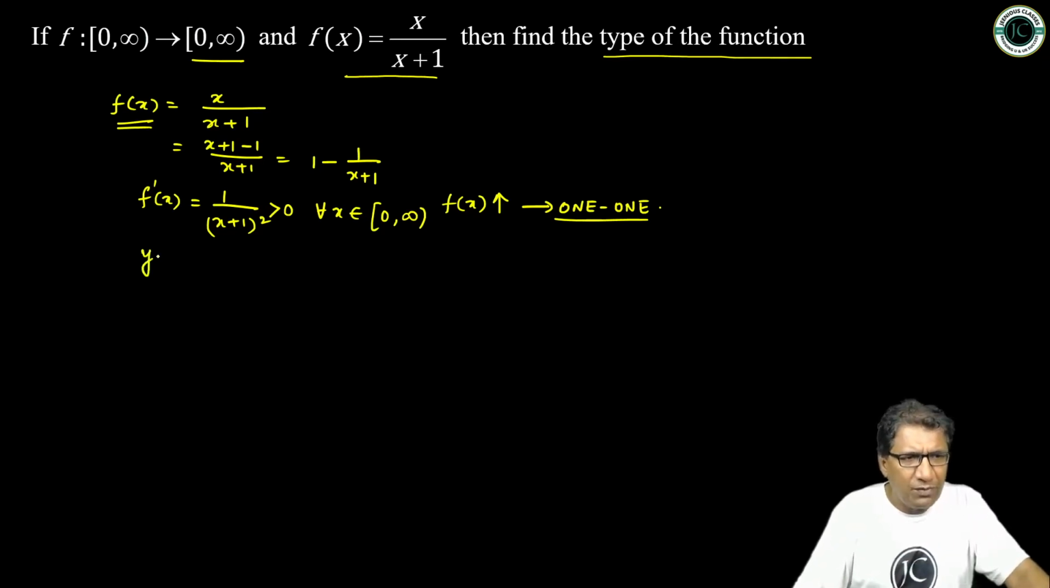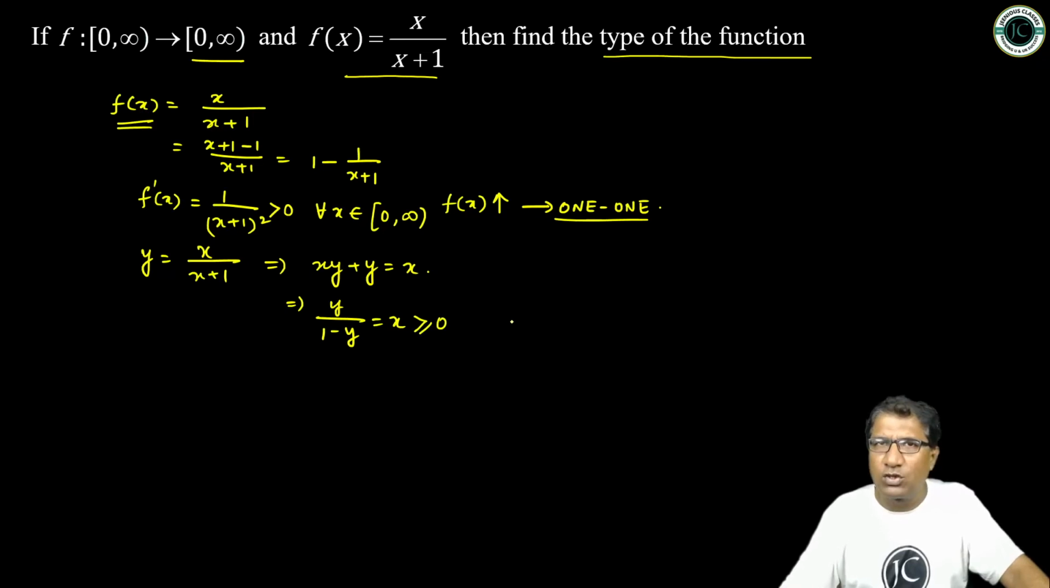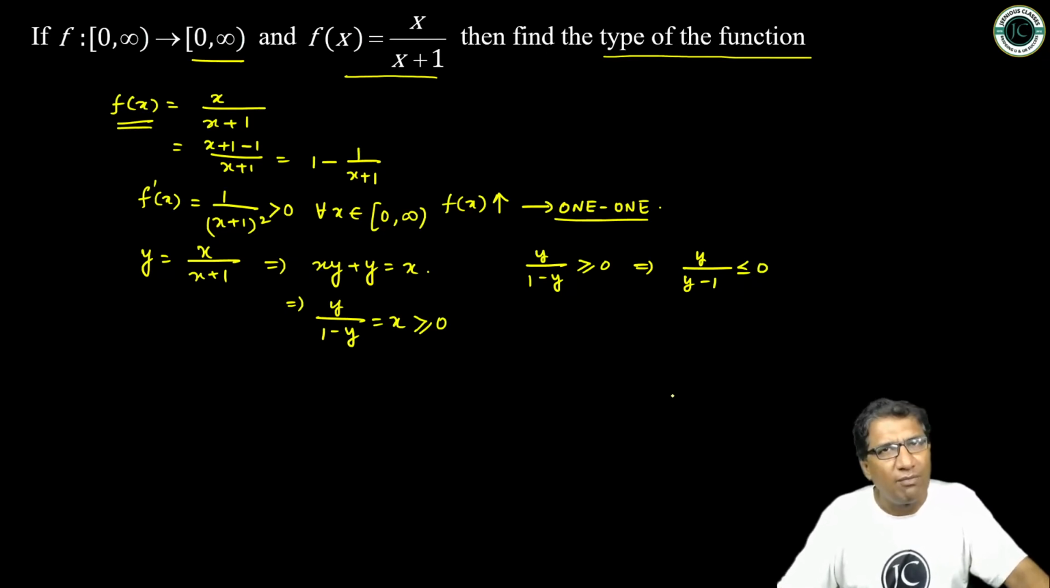चलो बच्चों करते हैं. y is nothing but x by x plus 1. If I cross multiply, we are getting y by 1 minus y is equal to x. बच्चों x क्या है? x is greater than or equal to 0. इसका मतलब ये हुआ y by 1 minus y is greater than or equal to 0, implies y by y minus 1 is less than or equal to 0. मतलब माइनस कॉमन लेके हमने साइन चेंज कर दिया.